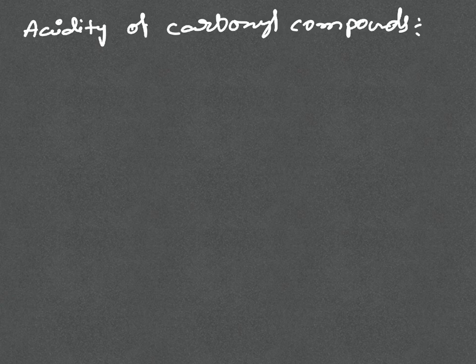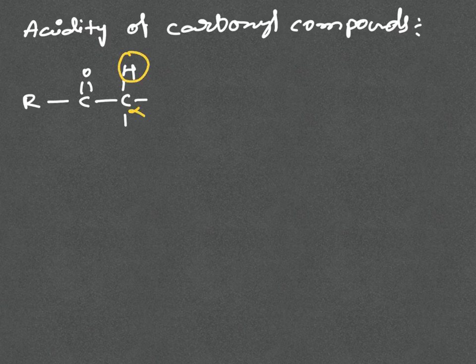The best system I am taking for this explanation is carbonyl compounds. I am taking a general one. There is an R, and here I am taking a hydrogen. I am keeping at least a minimum of one alpha hydrogen. Here this is the alpha carbon and this hydrogen is the alpha hydrogen. I am keeping at least one. It will serve our purpose.